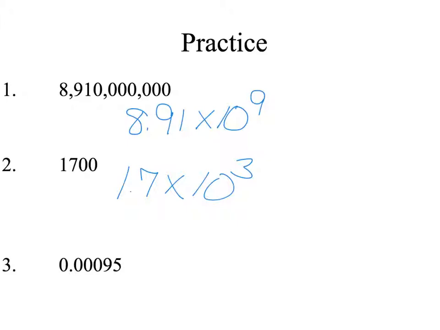So here's some for you to practice. Go ahead, try them on your own, and then we'll regroup and go from there. So, first one on the practice, it should be 8.91 times 10 to the positive 9th. We're not counting zeros, we're counting decimal places. 2, 1.7 times 10 to the 3rd. 3, 9.5 times 10 to the negative 4th.